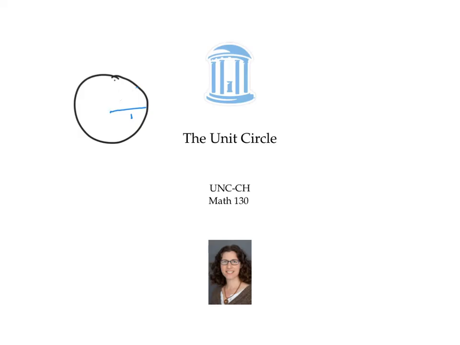This video gives a method for calculating sine, cosine, and tangent in terms of the unit circle. Starting from the positive x-axis, you draw the angle theta going counterclockwise. You look at the coordinates of the point on the unit circle where that angle ends, and cosine of that angle theta is the x-coordinate, sine of theta is the y-coordinate, and tangent of theta is the ratio.